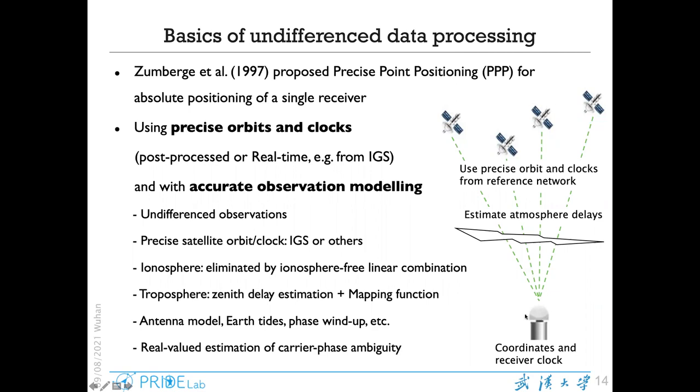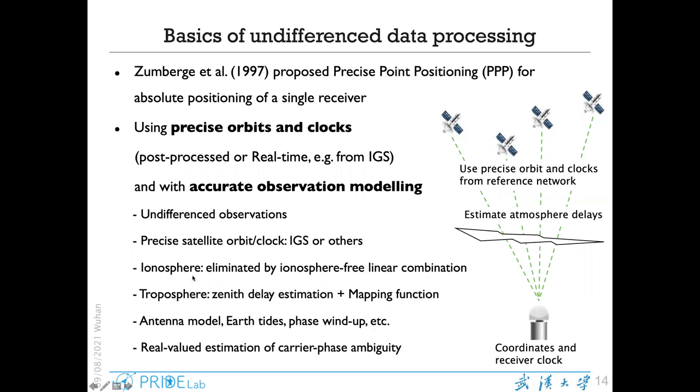In RTK, you can have this positioning datum established by the reference station. So you just position yourself against the reference station. You don't need to know the precise orbits or clocks of the satellite. You just need to use the broadcast ephemeris from the satellites, and that will be enough for RTK. But in PPP, you have to get the post-processed or real-time satellite orbit and clock products from, for example, the IGS. And you need to do observation modeling more precisely than RTK does.